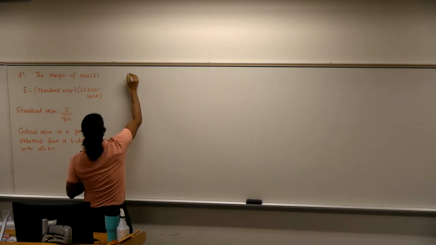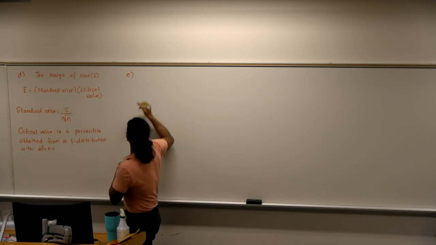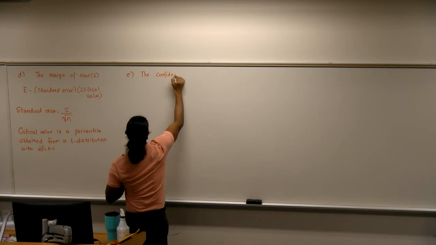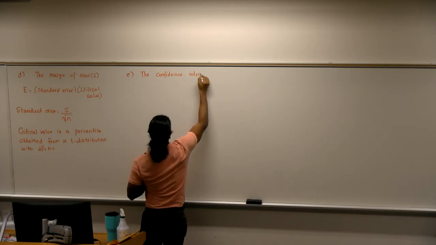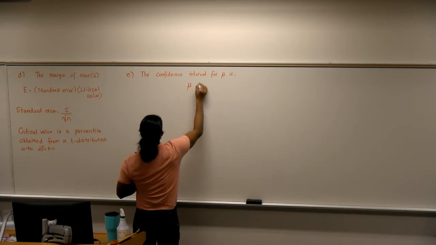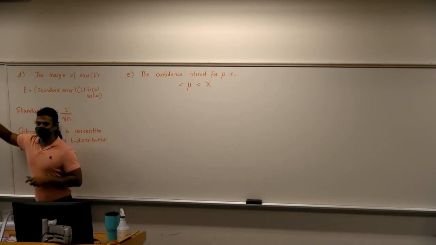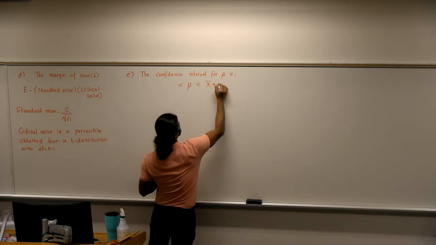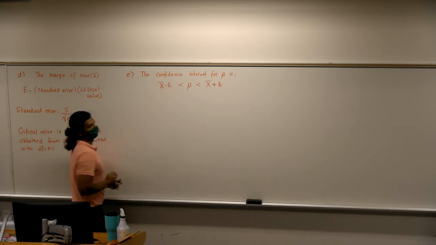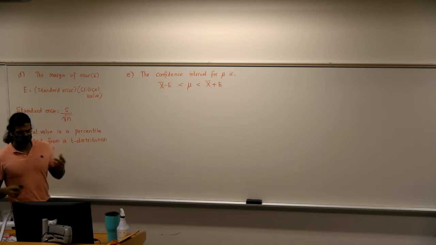And the very last step, we have the margin of error. You take the sample mean, you add the margin of error, and you subtract the margin of error. And that would be your interval for the mean. 5-step process.